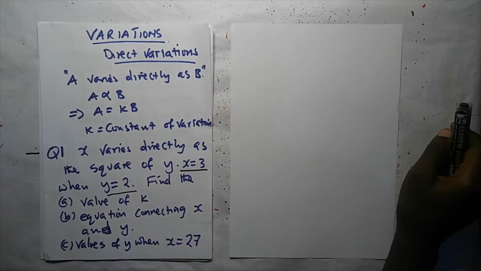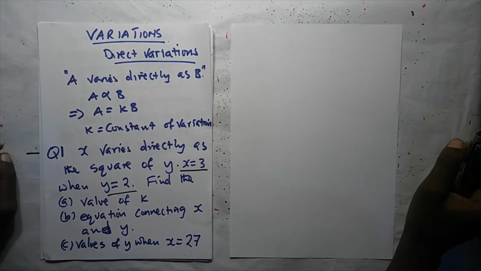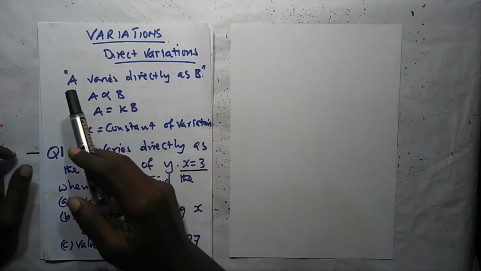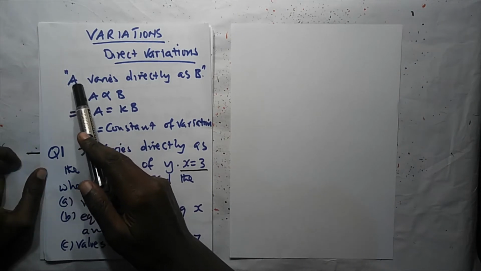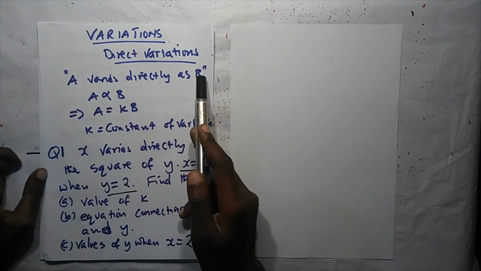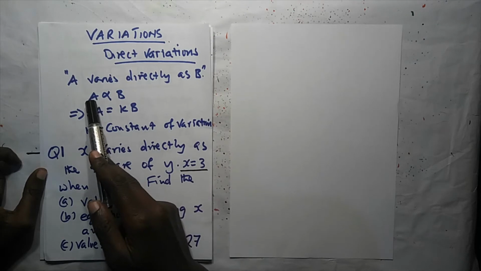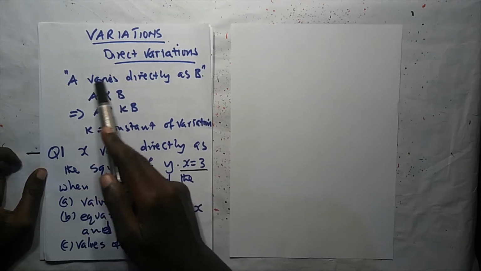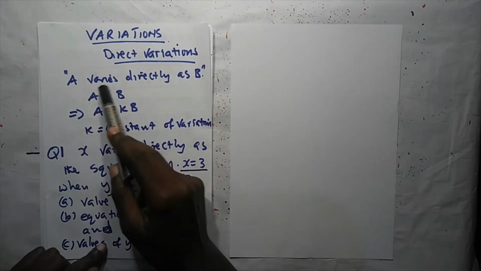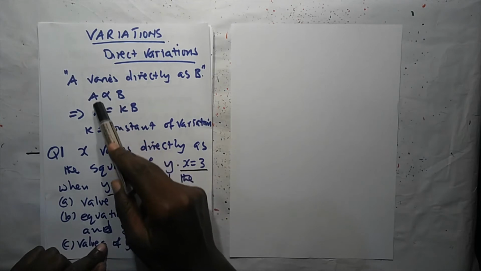Hello, in this video we are going to look at variations. We'll start with direct variations, and the language that we use in direct variations is what we have here. A varies directly as B. We write it as A varies, so this is the symbol of variation here. This symbol in between A and B is the symbol of variation.